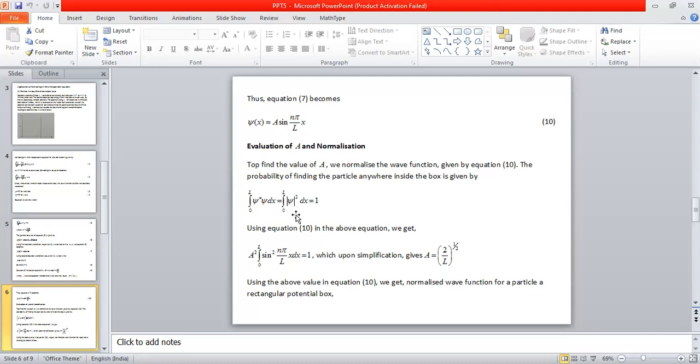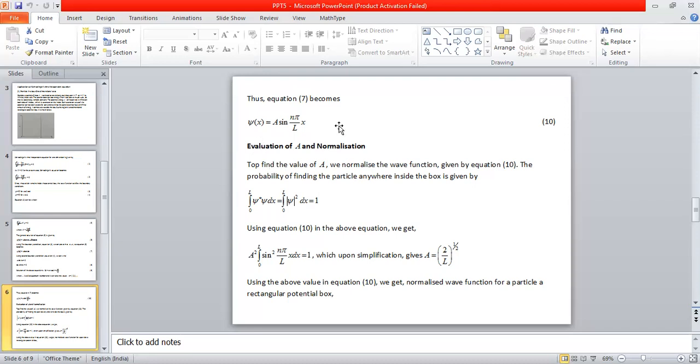So this gives the total probability of finding the particle within the box. That's why we have the limits x = 0 and x = L, which cover the entire box. Therefore the total probability of finding the particle anywhere inside the box is 1, and such a condition is what we call the normalization condition. So the normalization condition can be written as the integral from 0 to L of |ψ|² dx = 1.